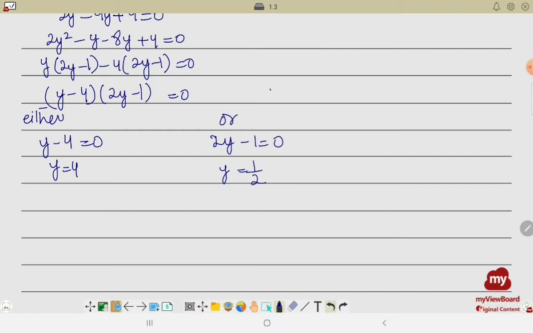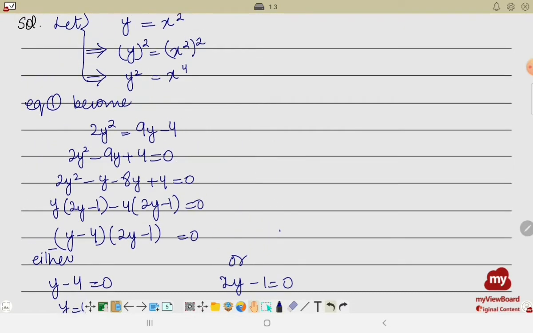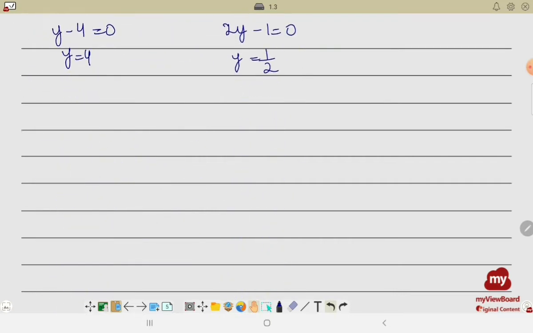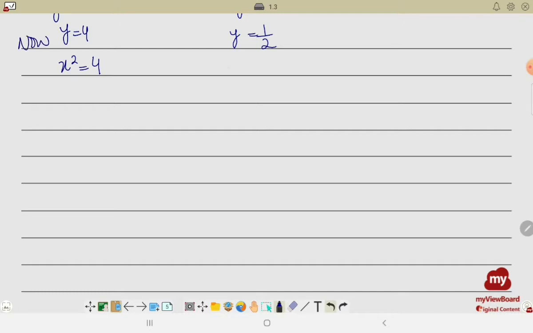So originally the equation was in x, we got the value of y, so we have to do the back substitution. What we supposed earlier, instead of x square we'll just write y, so we have to give the value of y back as x square. So instead of y we'll write x square equal to 4, and here also instead of y we'll write x square equal to 1 by 2.